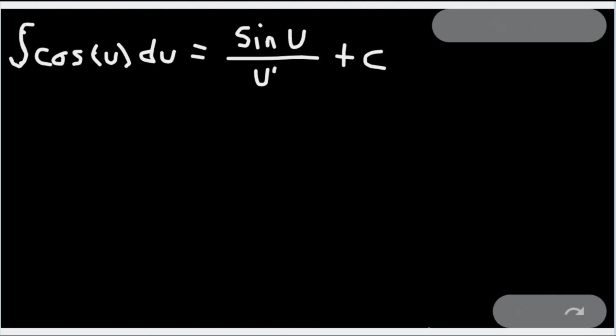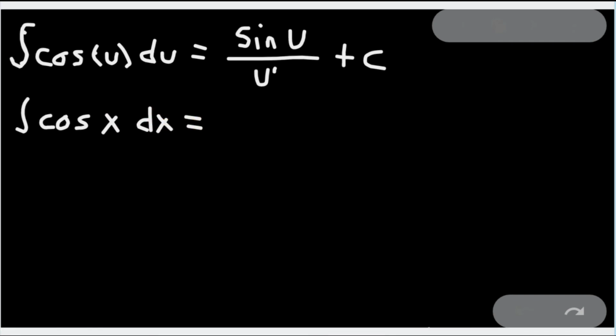Let's say we have the integral of cosine x dx. So our answer is, our u here is x, so we have sine x and the derivative of x is 1, so over 1 plus c. So that is the answer.